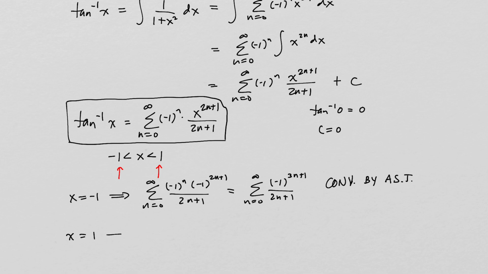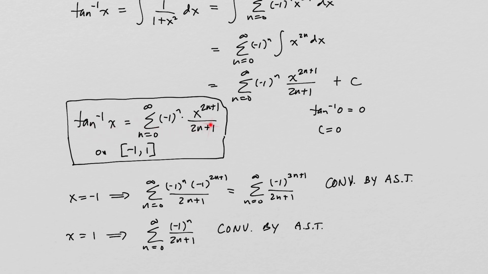What if x equals positive 1? Well, if you plug in positive 1 for x, you get the sum negative 1 to the n over 2n plus 1, because when you put 1 in here, you just get 1. And this is also a converging series by the alternating series test. So in this case, both endpoints converge. And so we are going to include both endpoints. So our final answer is this power series on this interval of convergence.